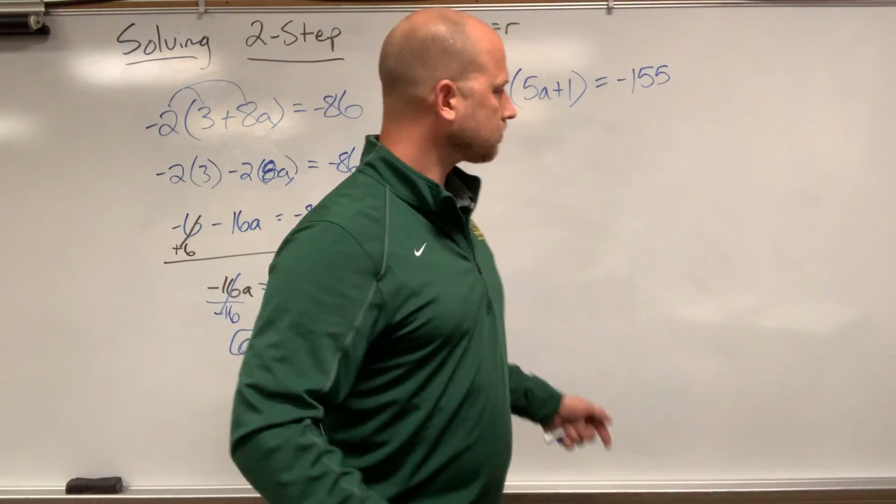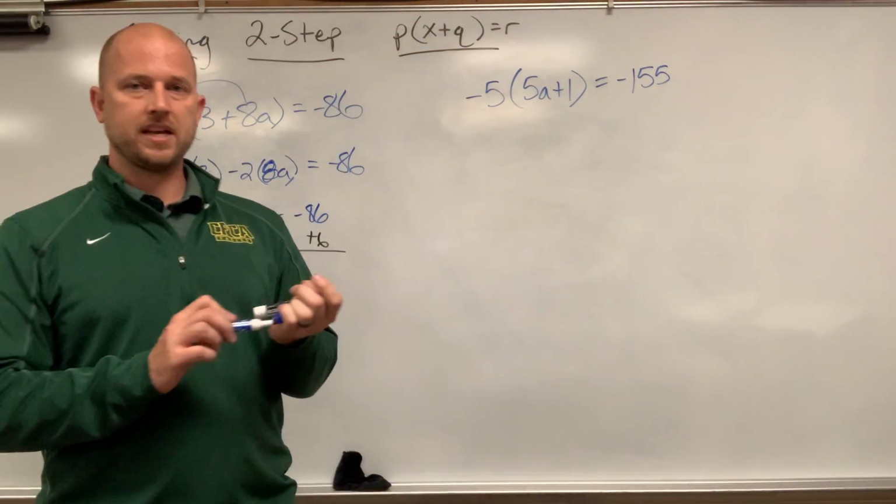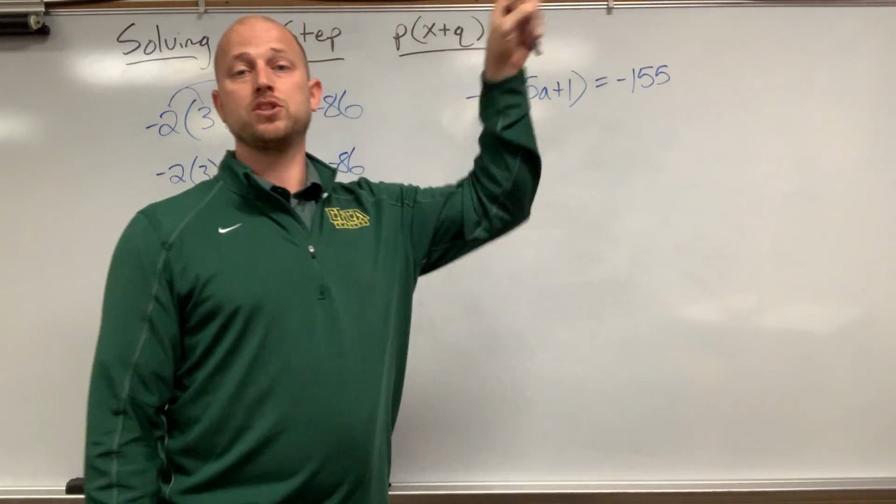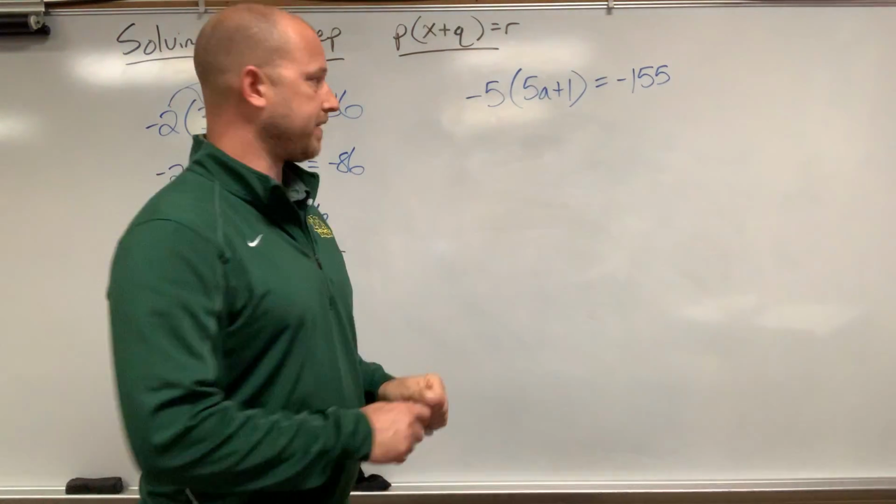All right, up here. Again, first thing, you see the parentheses, and you see a number in front of the parentheses, the negative 5. You must distribute the negative 5. So we'll go ahead and distribute that first.